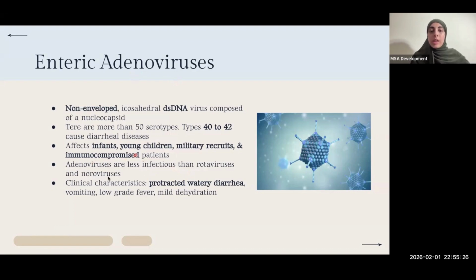Other characteristics that they present with, they can get vomiting, low-grade fever, and mild dehydration, but mainly watery diarrhea. And this is what the virus looks like. It's icosahedral, basically it's the shape of the virus, okay? Just be able to recognize this picture. It looks very different than the previous two.